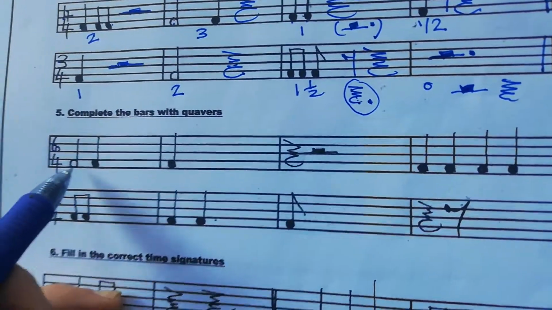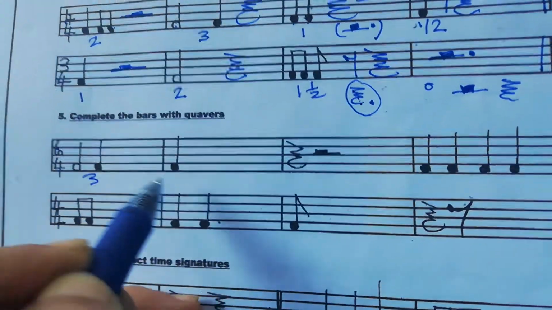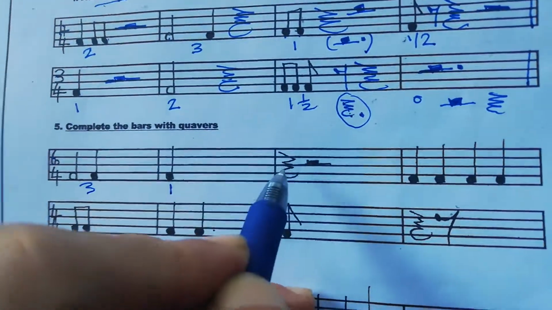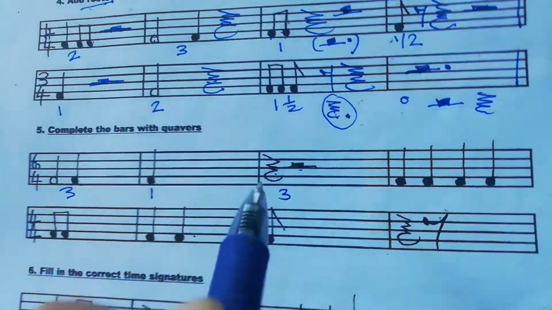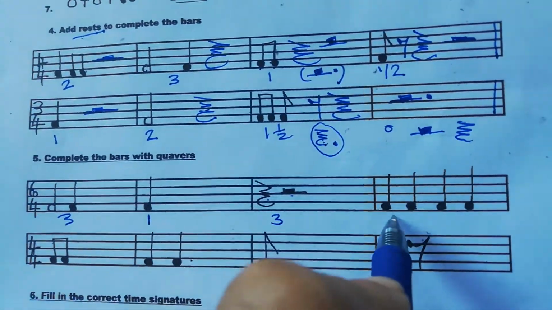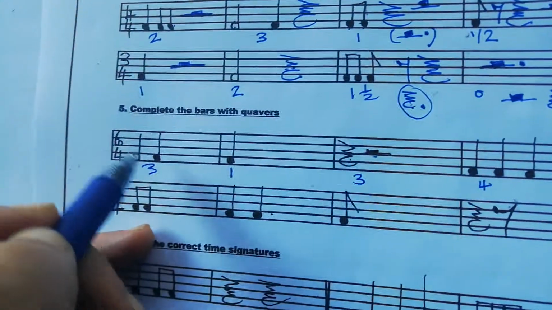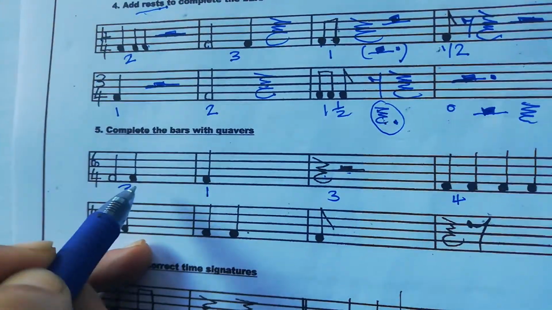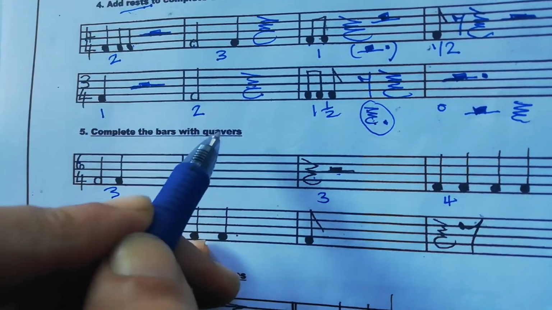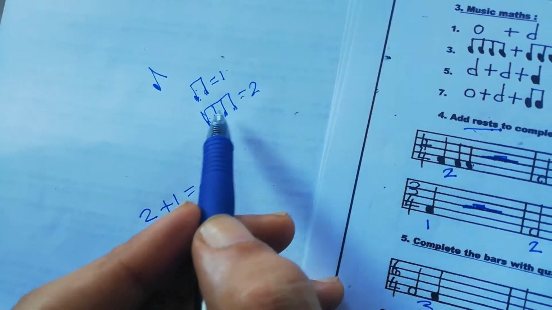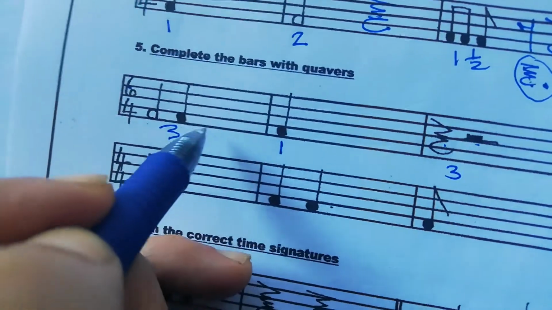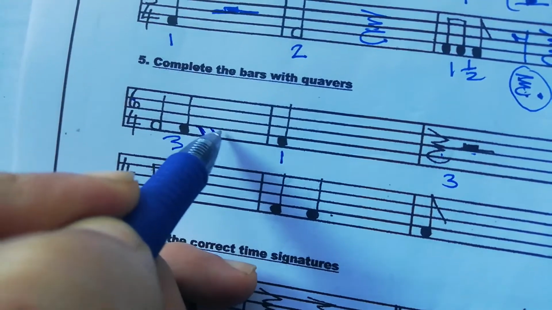So how many counts here already? 2 plus 1 is 3. 1 count there. 1 plus 2 is 3. 1, 2, 3, 4 counts there. Top number minus that, 6 minus 3 is 3. So we need 3 counts, but in quaver form. So if 4 is 2 counts, 4, 5, 6 will make 3 counts. So we draw in 6 quavers.